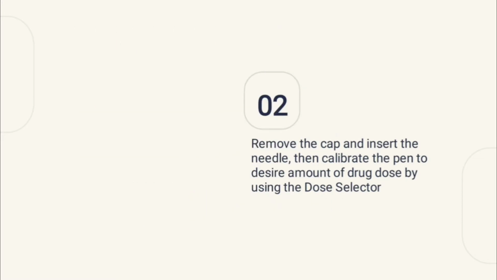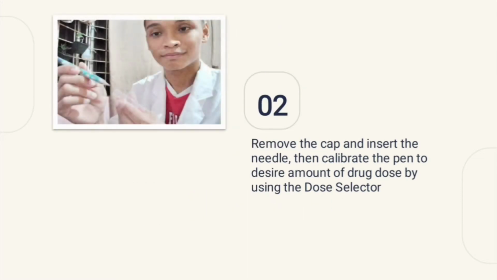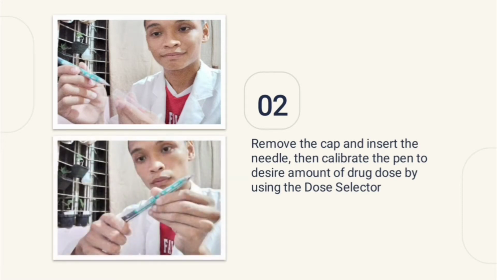Number 2, you have to remove the cap and insert the needle. Take note that the needle should be new. Then calibrate the pen to the desired amount of drug dose by using the dose selector. See to it that it is the right dose.